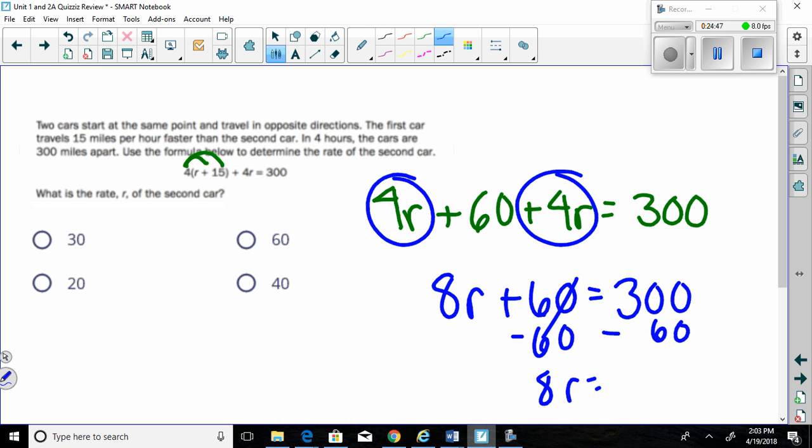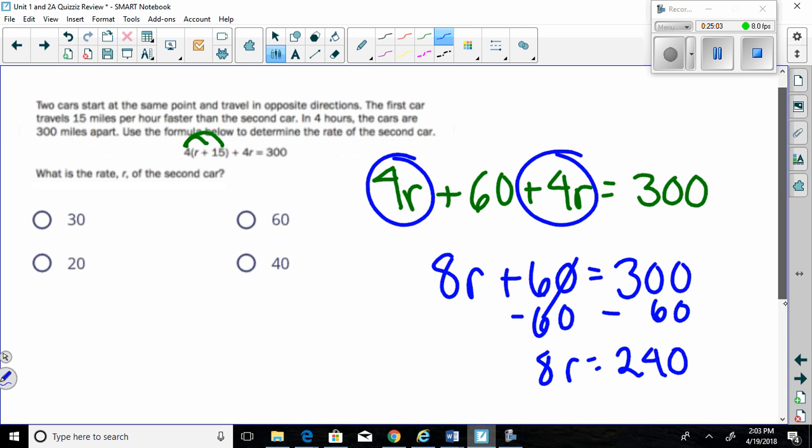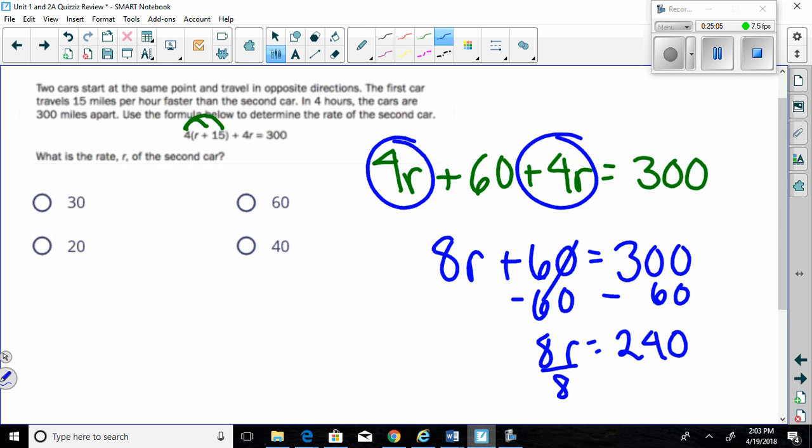To get this part right here, or just combine like this. And then I rewrote it, and then I subtracted 60 on both sides. Divide by 8. And what do you end up getting? What's 24 divided by 8? 3, and then 0. Madison, remember, you could always plug 30 in for both the R's, and it would get you the same.